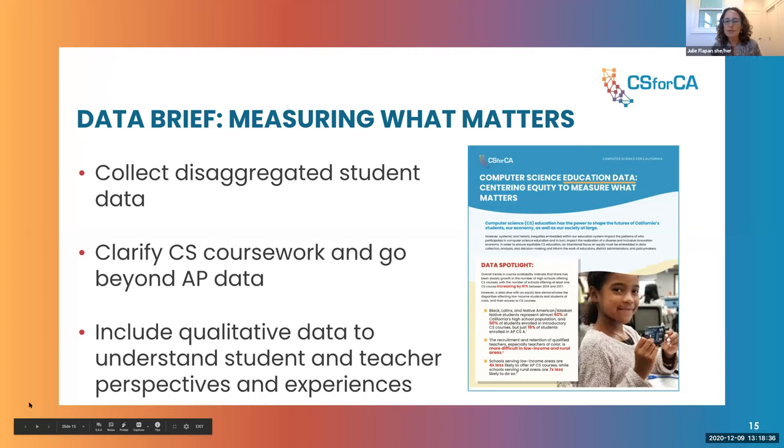So as I said, we've also been wrestling with what some of the pitfalls of data are. And so we have prepared a data brief that we're releasing today called Measuring What Matters. And it highlights some of these sticky points around data and some of the unintended consequences when we release these reports, and what's missing, and how we can further illustrate both assets of students, but also other areas that we can go deeper into the data beyond what we typically gather.